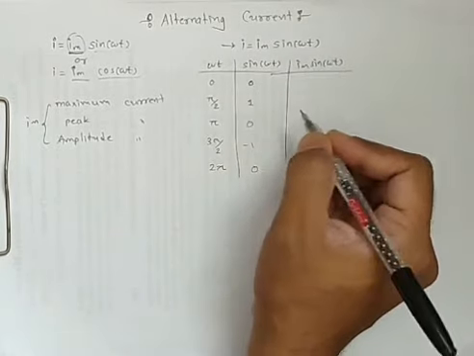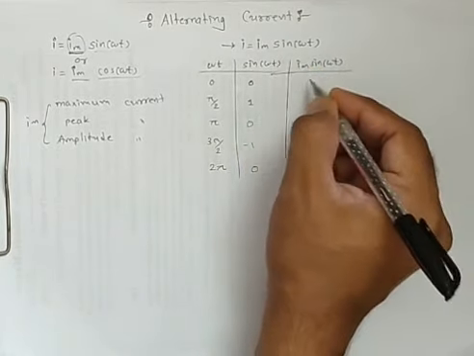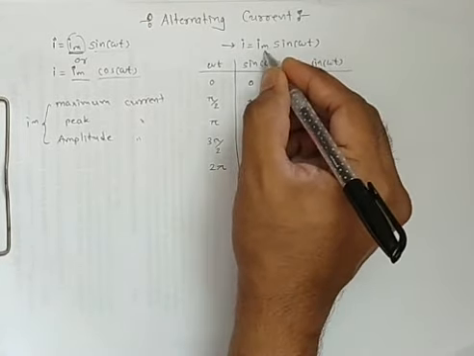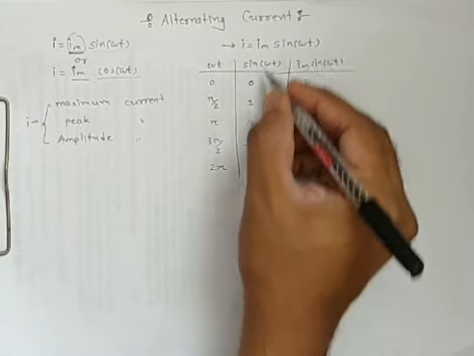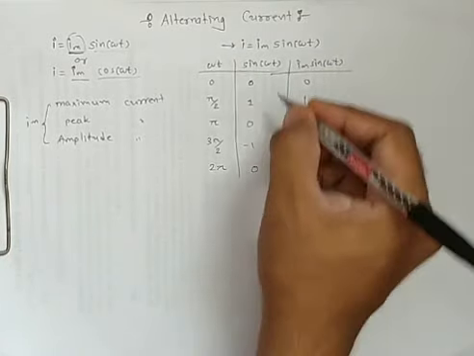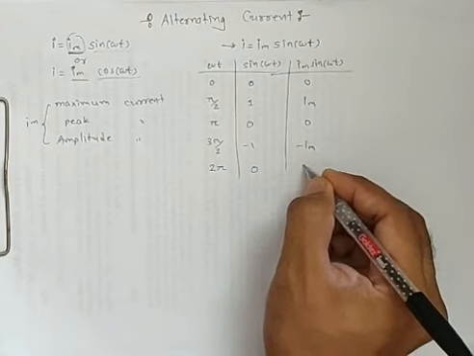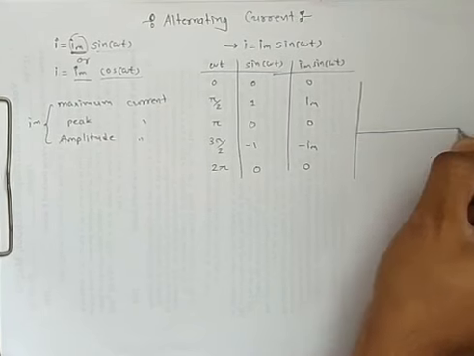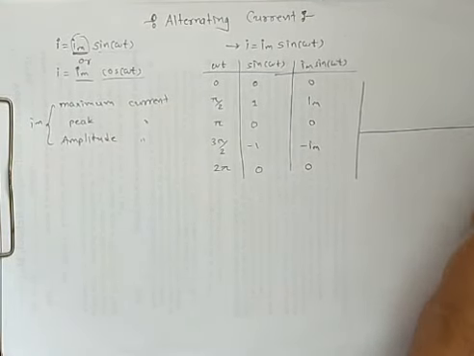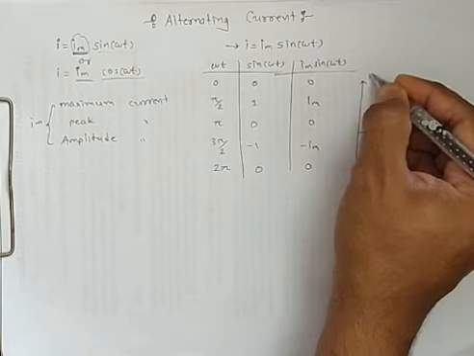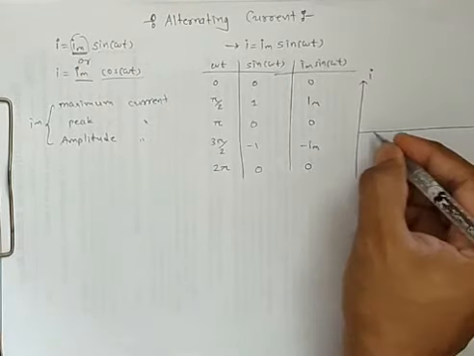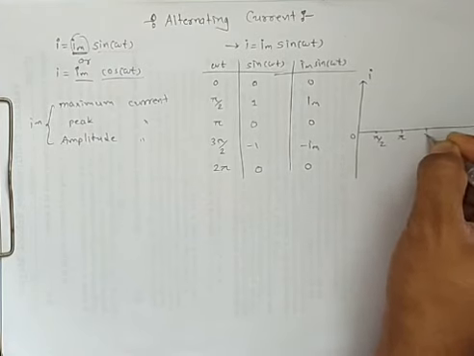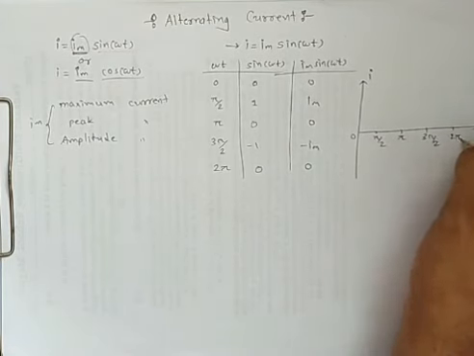So write down the value of I. I is equal to Im sine omega t. So 0 into Im is equal to 0. 1 into Im is equal to Im. 0 into Im is equal to 0. -1 into Im is equal to -Im. And 0 into Im is equal to 0. So now we will draw the waveform of this current. Take the x-axis as omega t and y-axis as I. Our values of omega t are 0, pi by 2, pi, 3 pi by 2 and 2 pi.